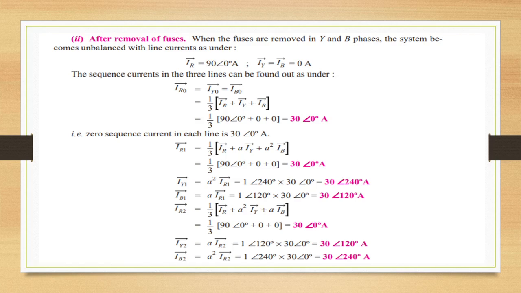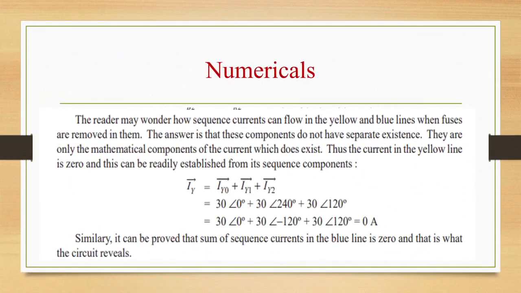IR1 is one third of IR plus A IY plus A square IB, that is coming as 30 angle 0 amperes. IY1 is A square IR1, so it is 30 angle 240 degree ampere. IB1 is A IR1, that is 30 angle 120 degree ampere. IR2 is one third of IR plus A square IY plus A IB, 30 angle 0. IY2 is A IR2, that is 30 angle 120. IB2 is A square IR2, 30 angle 240 degree ampere.